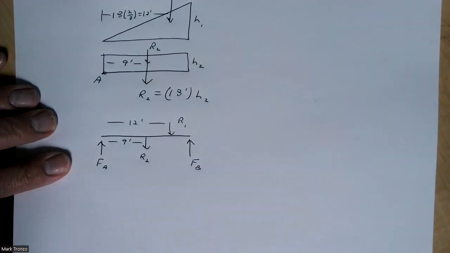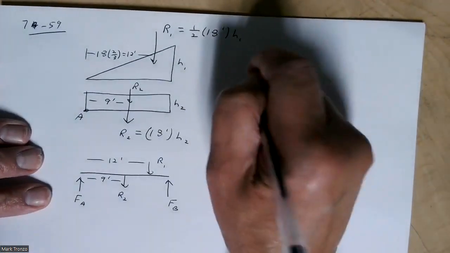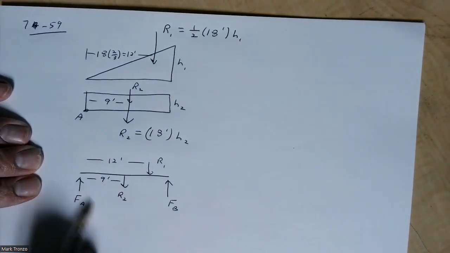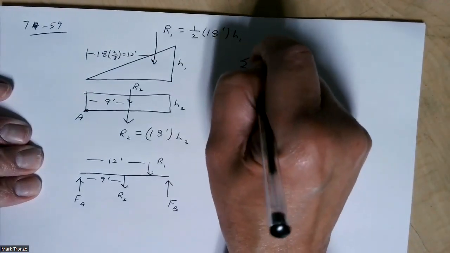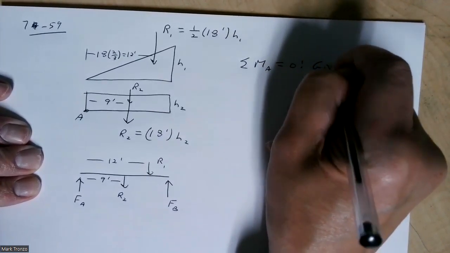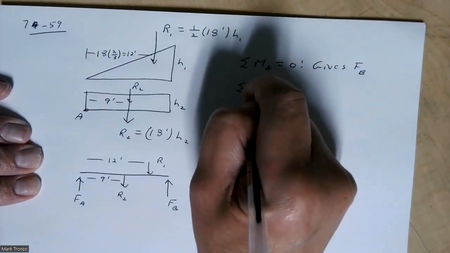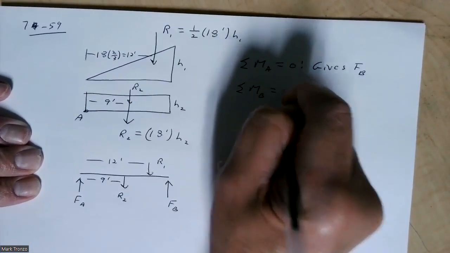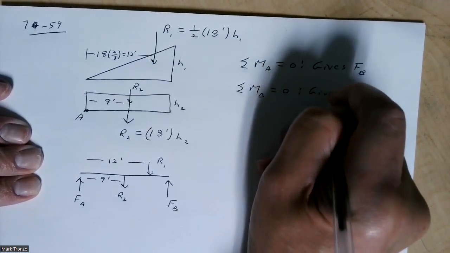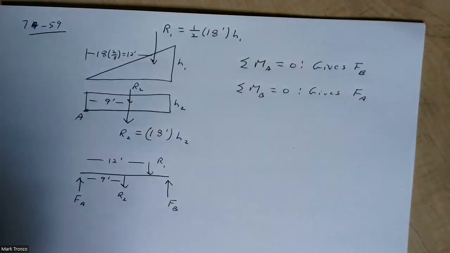So what you want to do then is find FB and FA. You can sum the moments. Working with this down here, sum the moments about A and set it equal to 0. This will give you FB. Then sum the moments about B, and that will give you FA. So you've got those.